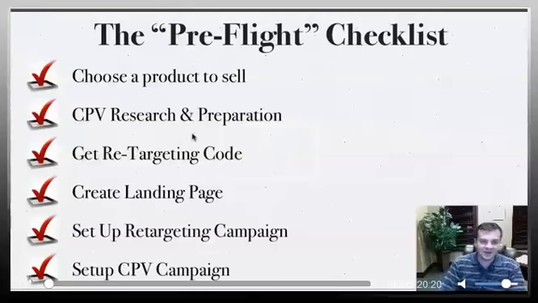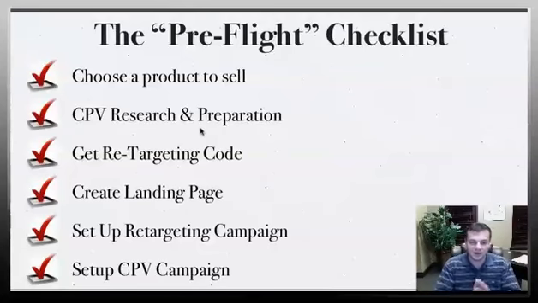All right, so let's see where we are so far. What we did is we picked a product to promote. Hopefully you got it. In my example, of course, I'm promoting High Traffic Academy just as a demonstration for you here. We did the CPV research. We got the retargeting code. We got the landing page created. Awesome. So two more steps, my friend.